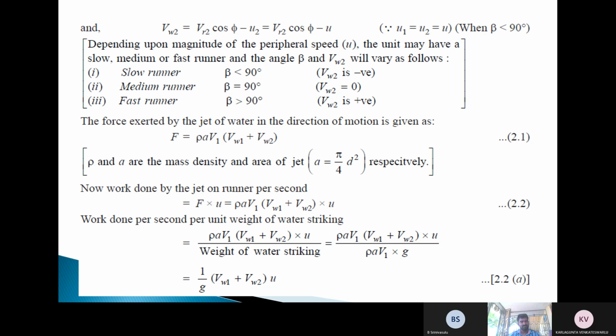Now the work done by the runner per second is equal to F into U. F means rho A V1 (VW1 plus VW2) into U. U means velocity. The work done per second per unit weight of water striking is rho A V1 (VW1 plus VW2) into U divided by the weight of water striking, that is equal to 1 by g (VW1 plus VW2) into U. This is the work done equation.